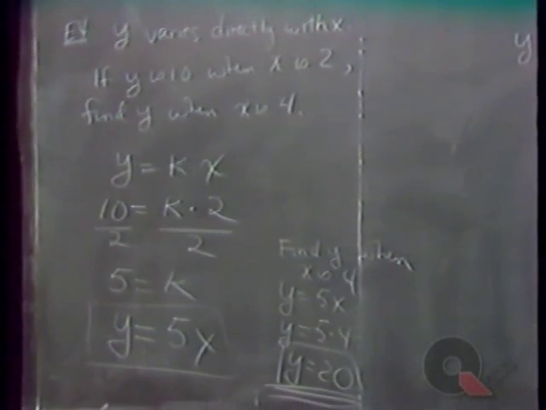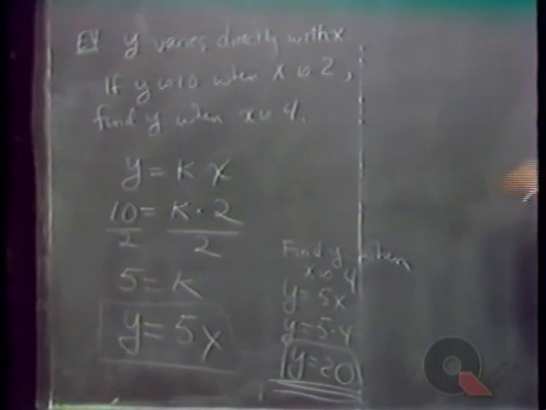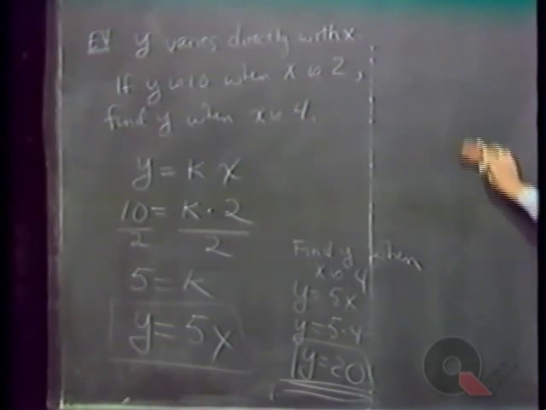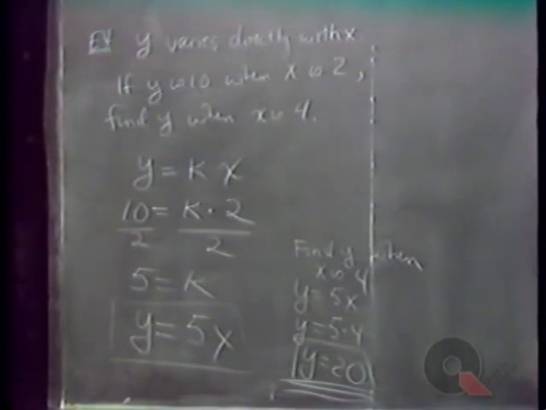So we first wrote down the direct proportion relationship. We determined the proportionality constant, and then we solved the problem.